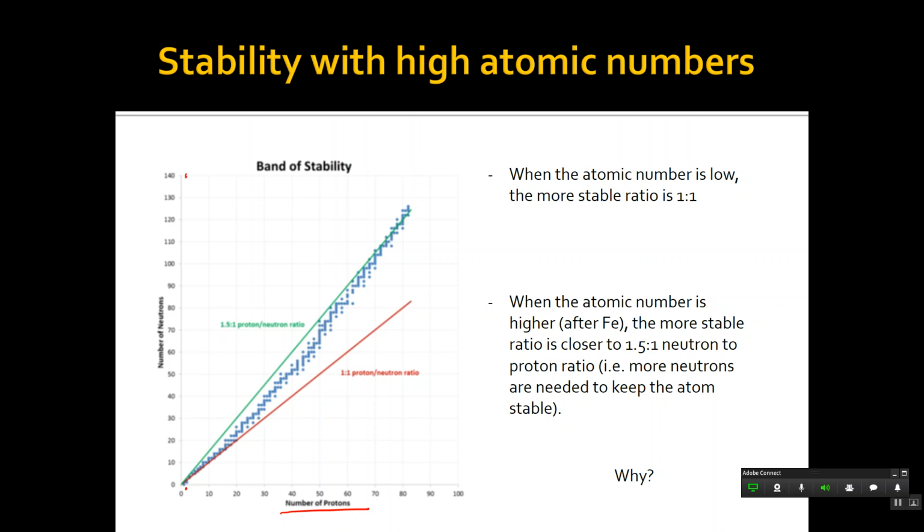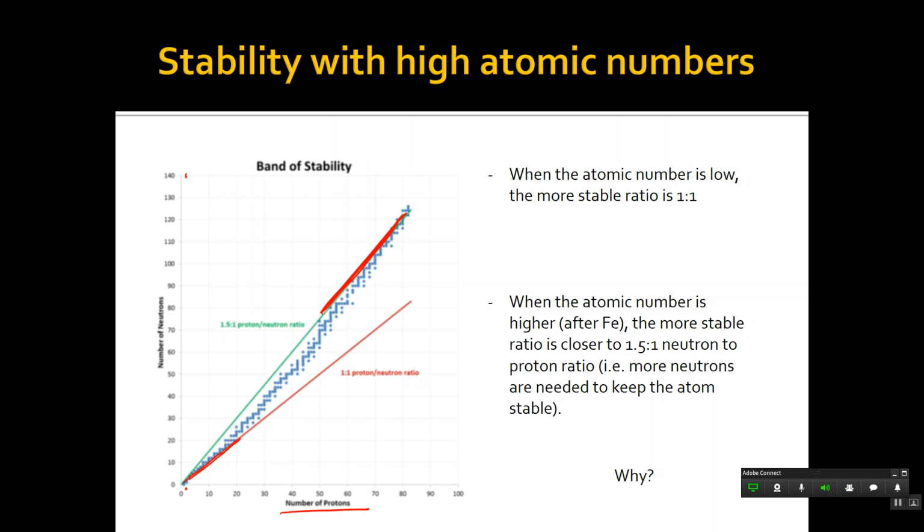Now, this red and green line are very interesting. When you're talking about low atomic numbers, anything below iron, the stability is closer to this red line. And this red line is when the proton-neutron ratio is just one. There's the same number of protons as neutrons. But as you get to higher atomic numbers, anything above iron, which is 56, then it starts to become closer to this green line, which is 1.5 neutrons for every one proton. Why do you think that is?